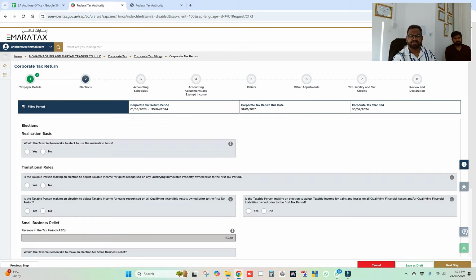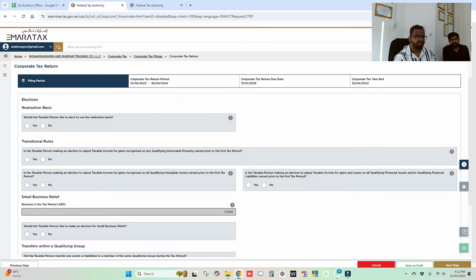Mr. Ahmed, like this we need to follow 8 steps. The first step is done. Now we will come to the second step, elections. What to do? Realization basis.